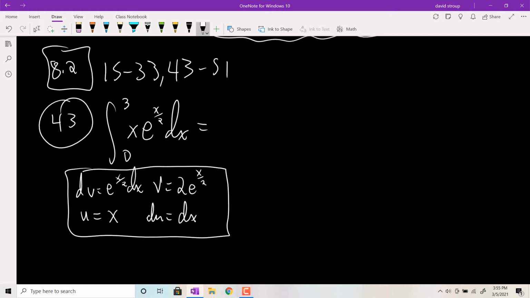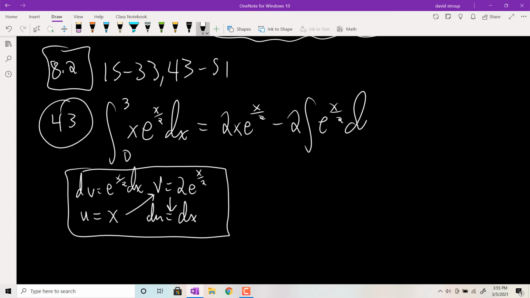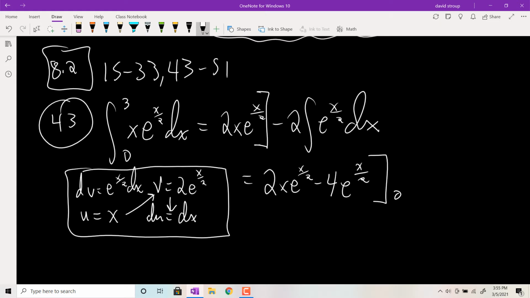Okay, so we have this times this, uv, so 2x e to the x over 2, minus this, the integral of that times that. So you can factor a 2 integral e to the x over 2 dx, right? And I have to remind myself to evaluate. Okay, so I'll have 2x e to the x over 2 minus, and this integral of e to the x over 2, we kind of already did it in this box. So it's going to be 2e to the x over 2. But there's another 2 in front, so it's going to become negative 4e to the x over 2, and then I have to evaluate from 0 to 3.